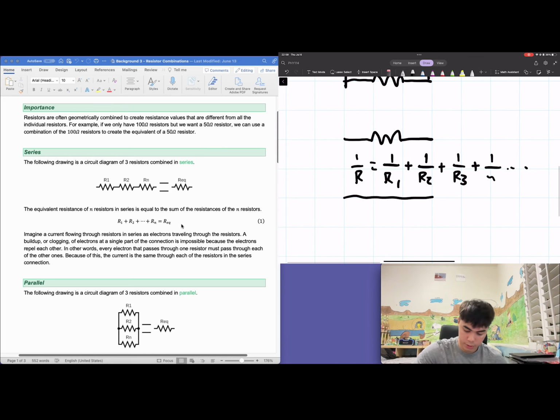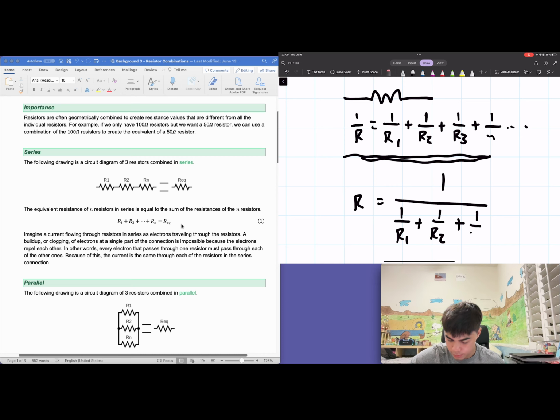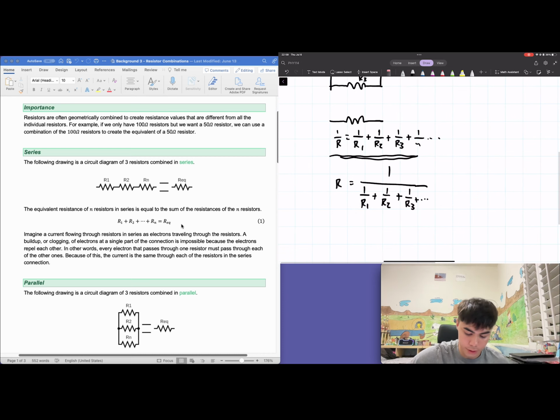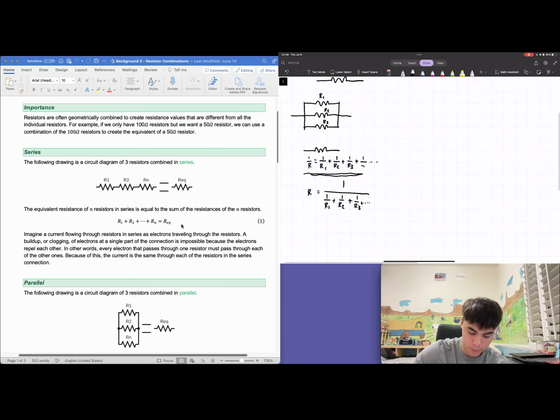This equation for parallel resistors works fine, but it is easier to use the reciprocal of both sides, so R equals 1 over the sum of the inverses of the other resistors. Or, I prefer this version. I think it's a little bit cleaner to work with, but everyone has their own preference.